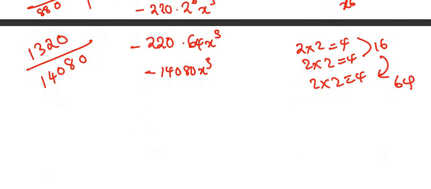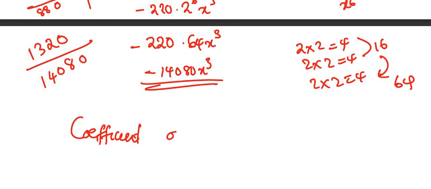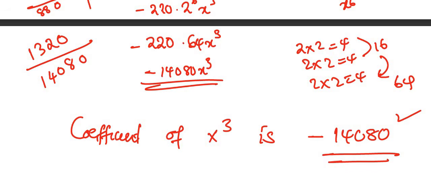The question is asking for the coefficients, right? So the coefficient of x to the power 3 is negative 14080. So this is what they wanted. This number there, that's a coefficient.